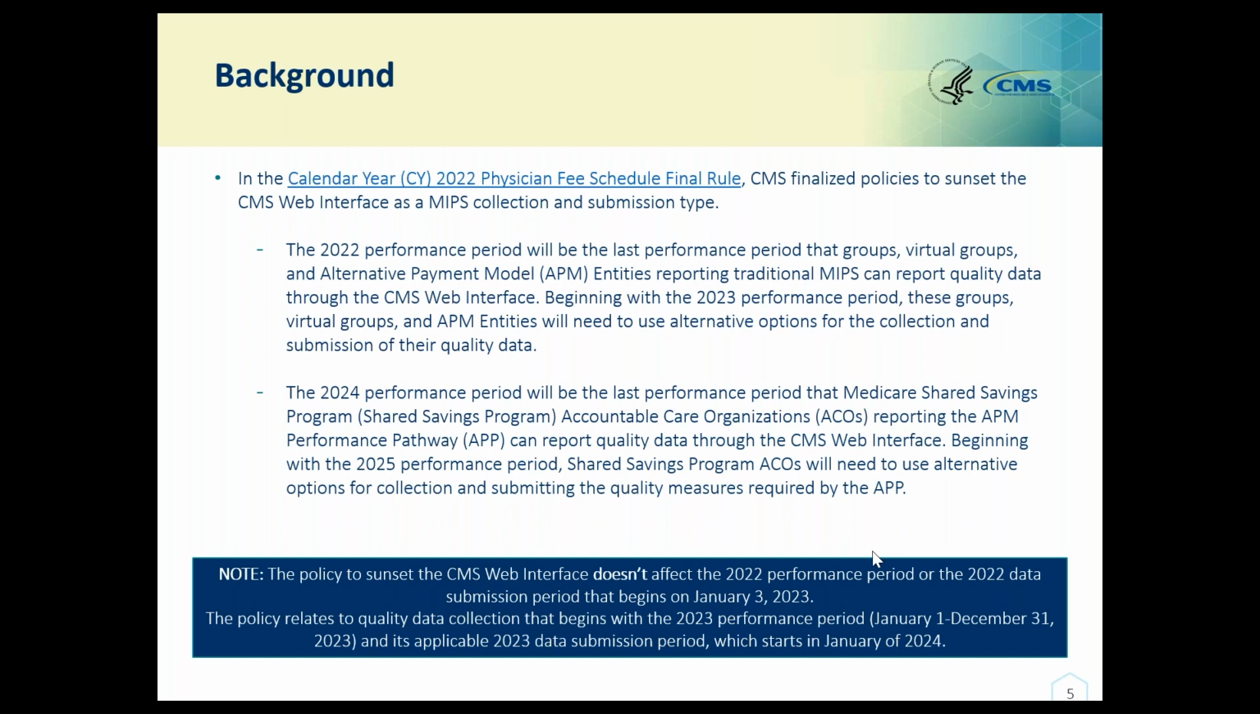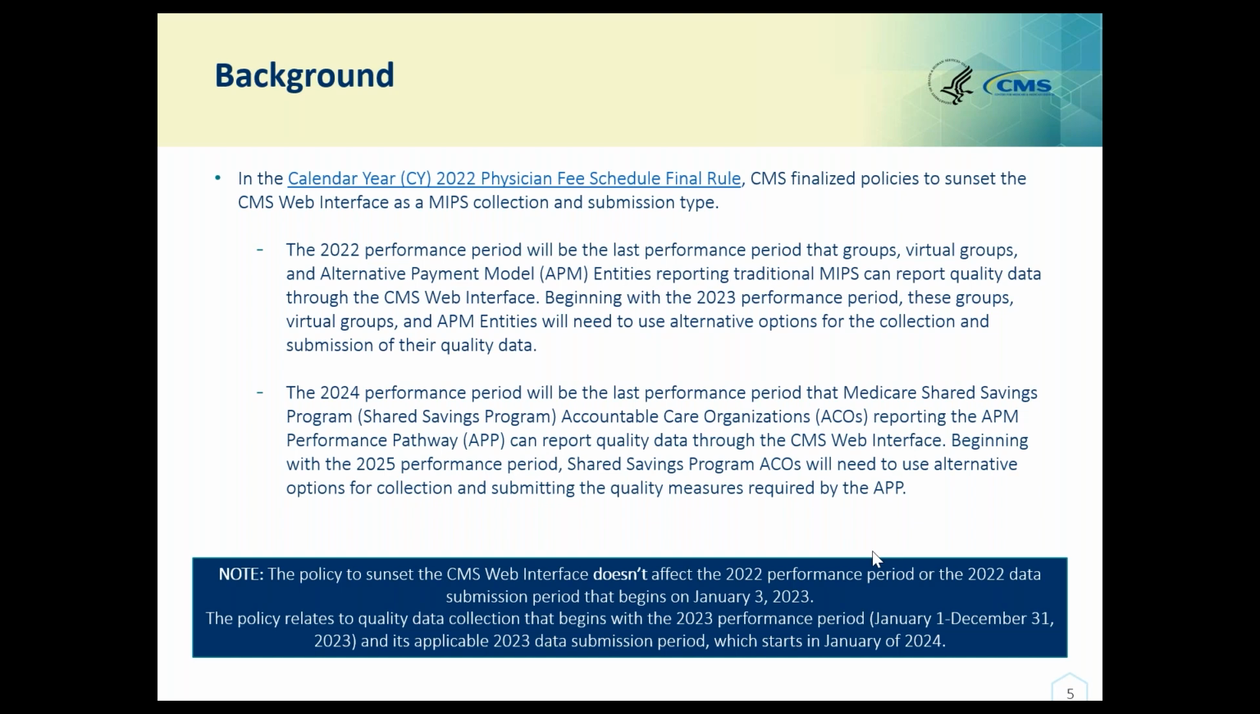The 2024 performance period will be the last performance period that the Medicare Shared Savings Program ACOs reporting through the APM Performance Pathway, also known as the APP pathway, can report quality data through the CMS Web Interface. So beginning with the 2025 performance period, Medicare Shared Savings Program ACOs will need to use alternative options for collecting and submitting quality measures required by the APP.